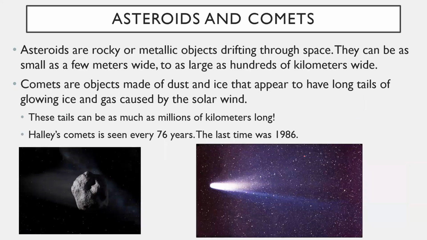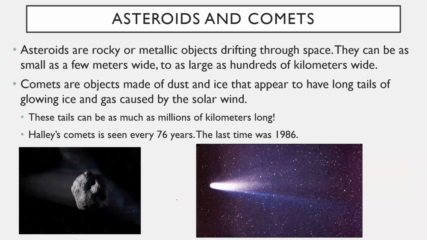Anyway, moving on. So asteroids and comets. There's some other things, of course, in our solar system beyond just planets and dwarf planets. Asteroids are rocky or metallic objects drifting through space. So they're just big boulders drifting through space. Now, some of them could be as small as a few meters wide, like the size of a car. Others could be as large as hundreds of kilometers wide.